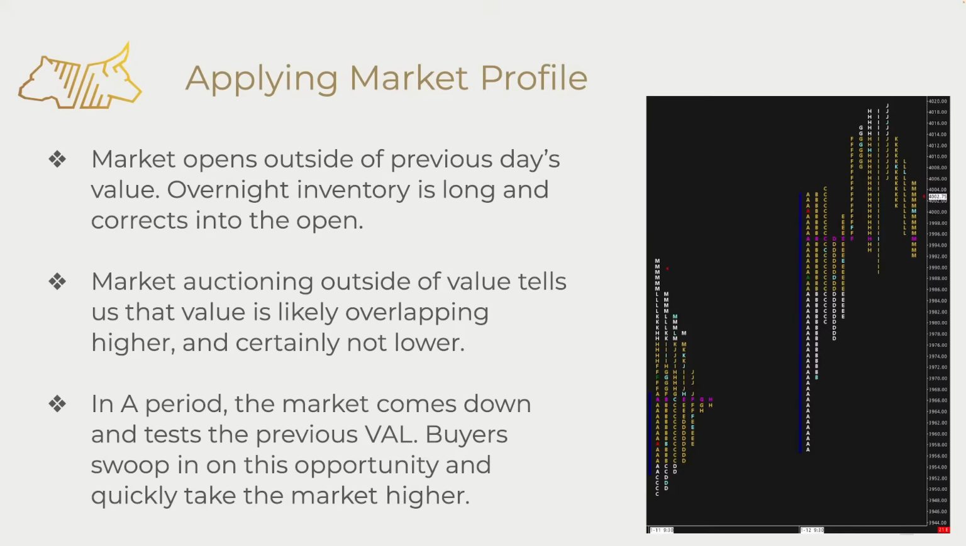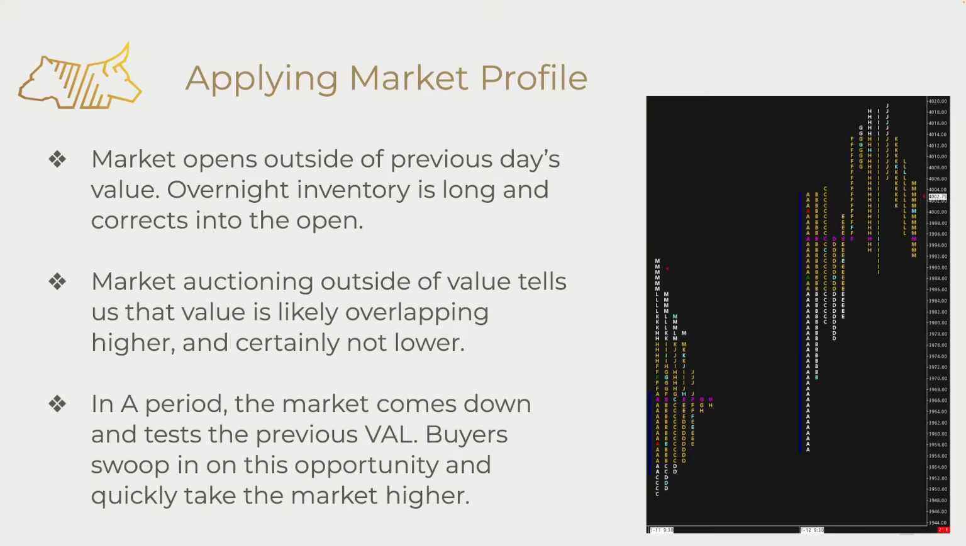Now in A period, the market trades lower and tests the previous day's value area low. Now, recall our previous discussion about value versus price. We know today value is likely to move higher, but price has gone lower. Sound familiar? This represents a great buying opportunity to trap weak-handed sellers at a very visual reference area, the previous day's value area low. And buyers were able to swoop in and do just that, taking the market much higher.